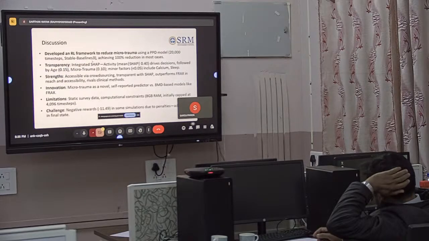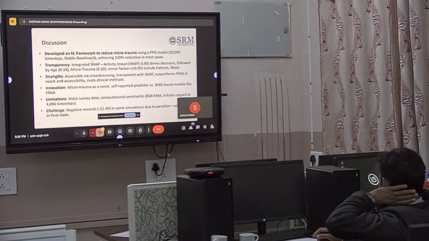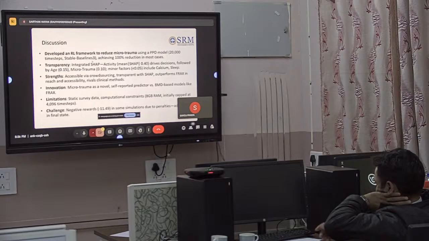Finally, there are some limitations as well. Since it's a starting phase, we used static survey data, and there are computational constraints as well. There's a huge number of steps, like 20,000 steps, but the maximum we could do with our computational limits was approximately 5,000.